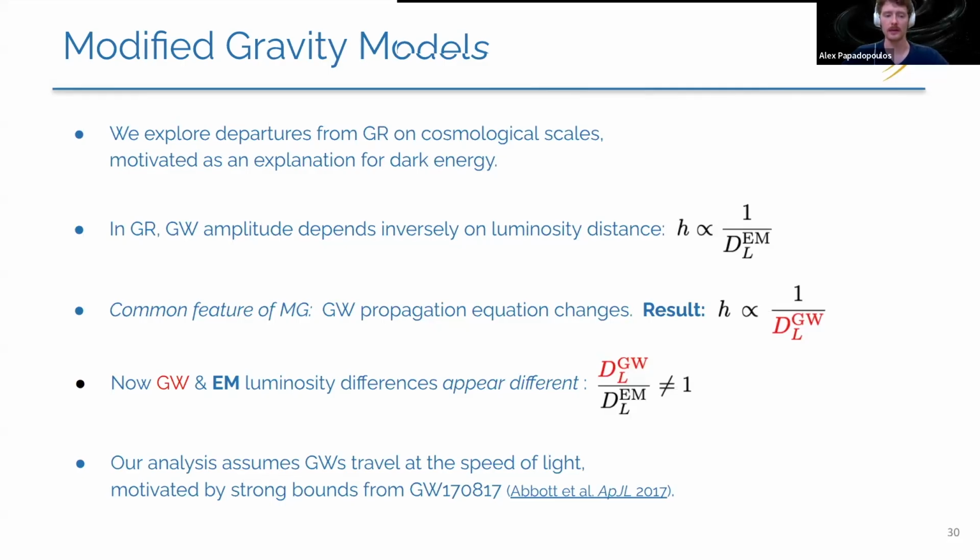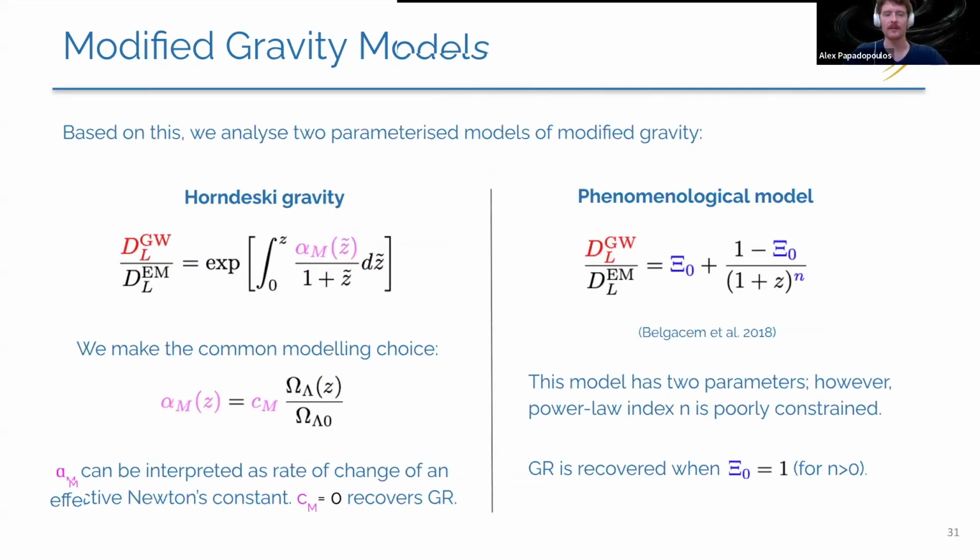However, in general, in our analyses, we assume that gravitational waves are traveling at the speed of light. And the reason for this is we have very strong bounds from our one bright siren, GW170817. So in the next slide, I'm going to talk a bit more about specifically what models we're using. We have 2 different parameterizations for our modified gravity models. One which is coming from Horndeski gravity, which is a parameterization of gravity in 4 dimensions. And another, which is basically a phenomenological model, one that doesn't have a strong theoretical grounding, but is used to basically directly fit to the data that we see.